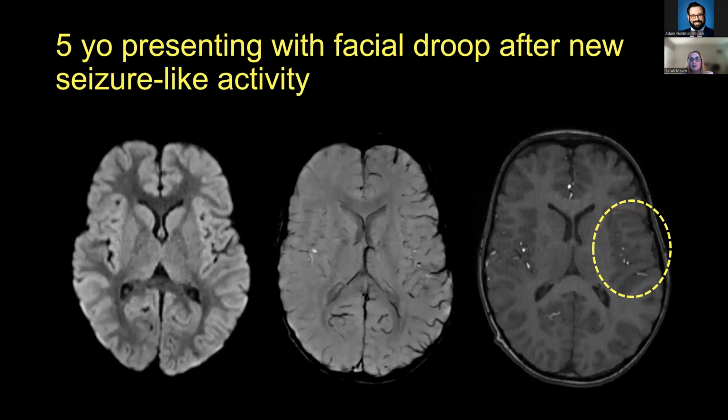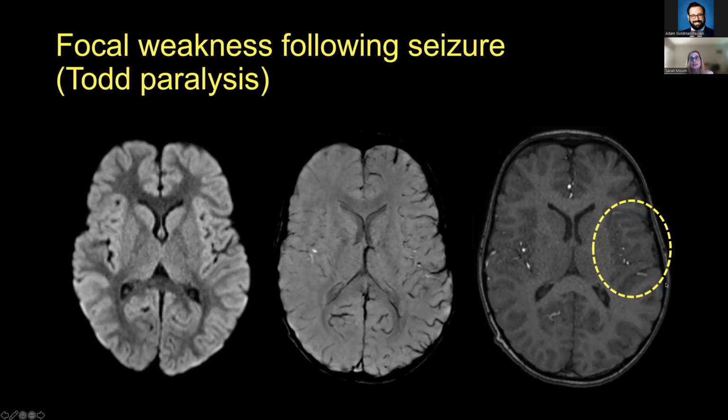This is a 5-year-old presenting with facial droop after new seizure-like activity. The axial DWI image at screen left from his rapid MR brain exam shows no acute infarction. The middle SWI image shows no intracranial hemorrhage. However, if we look closer at the SWI image, we do see asymmetrically prominent cortical veins along the left cerebral hemisphere. The MRA head image at screen right shows corresponding asymmetrically decreased prominence of the arteries in the left cerebral hemisphere. These findings are consistent with Todd paralysis, which represents a focal neurologic deficit after a seizure.